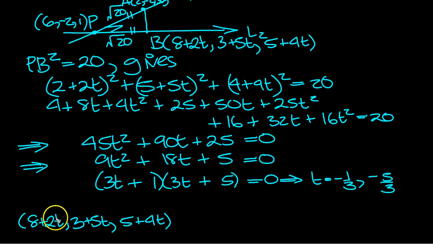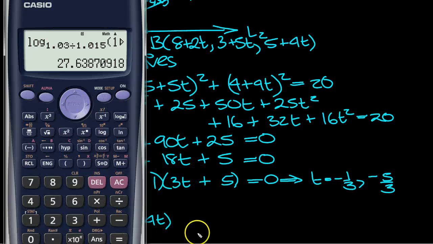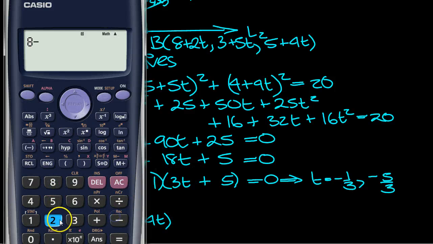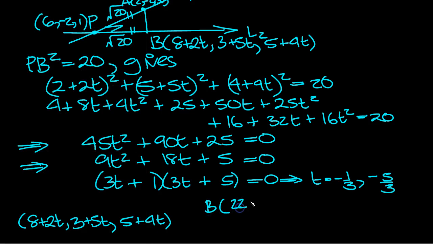So put in minus 1/3. 8 minus 2/3, 8 minus 2 divided by 3, 22 over 3. And then 3 minus 5/3. Well, that's 9/3 minus 5/3 is 4/3. Tap it in the calculator if you need to. And then the next one, put minus 1/3 in here, is 15 minus 4/3 is 11/3. So that's the first possibility.